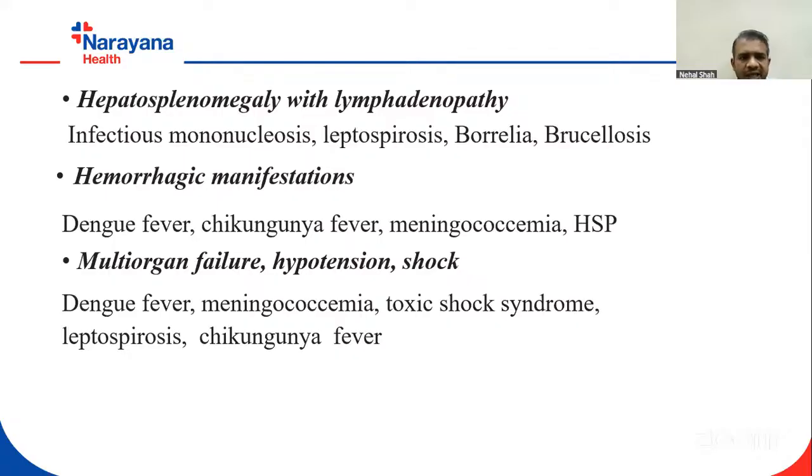And finally, fever, rash with multi-organ failure, hypotension, and shock. This we see commonly in infections like dengue, meningococcemia, leptospira, and chikungunya, and non-infectious causes like toxic shock syndrome.